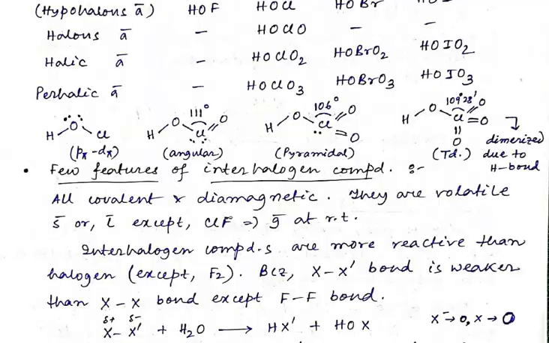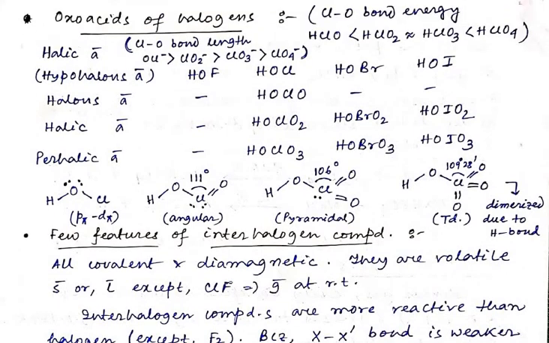So in our today's class, mainly I have discussed the oxo acids of the halogens. Mainly the chlorine atom can form 4 different types of oxo acids, like hypochlorous acid, chlorous acid, chloric acid and perchloric acid, and we have also observed their structures, and from these structures we can say that the Cl-O bond energy is maximum in the case of perchloric acid.